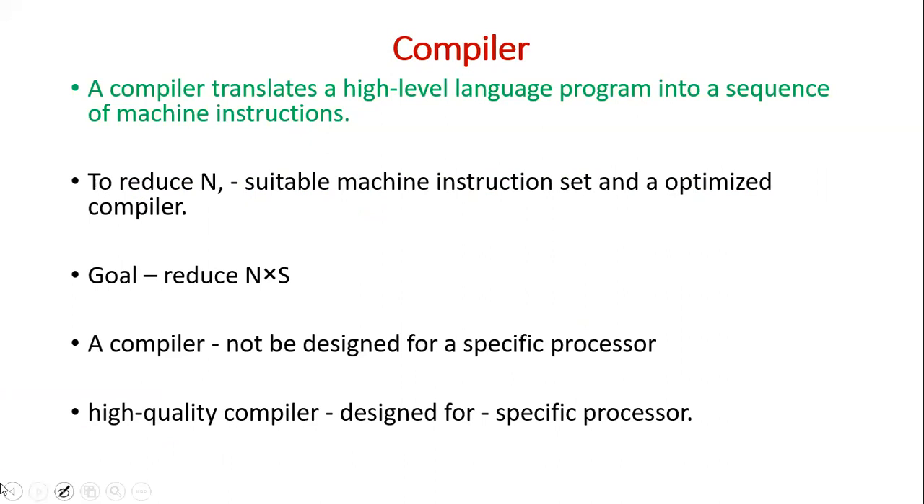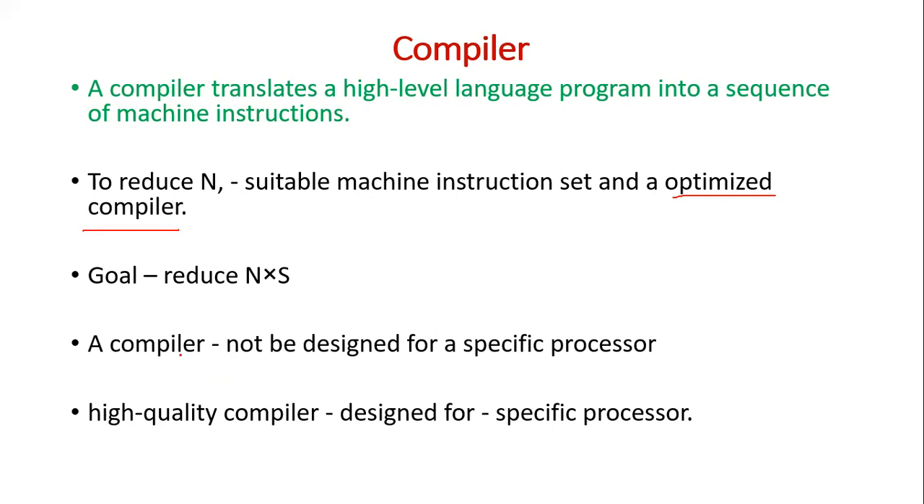Next is the compiler. The role of the compiler is also crucial in deciding the performance of the computer. The compiler translates the high-level language program into machine instructions. To reduce n, the number of instructions that will be executed in a given run, we need an optimized compiler, which produces as few machine instructions as possible. So the goal is to reduce n and s.